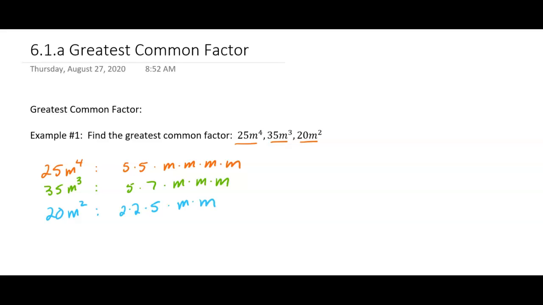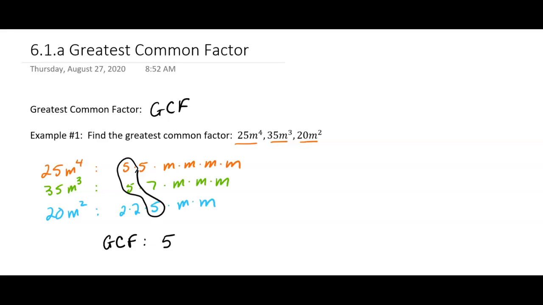And then what we want to see is, what do they have in common? Well, do they all have a 5? They all have a 5. So that will be in what we call the GCF, the greatest common factor. So greatest common factor is GCF. It's the greatest factor that divides into a term evenly. Now, do they all have another 5? No. Do they all have a 7? No. Do they all have a 2? No. Okay, so we need a 5. That's it for the numeric part.